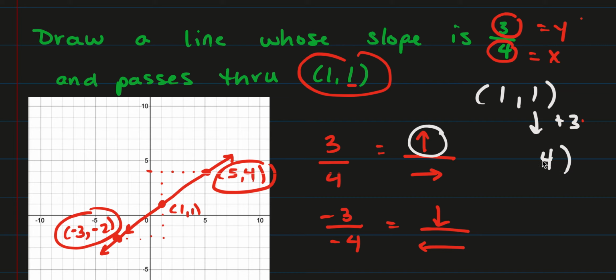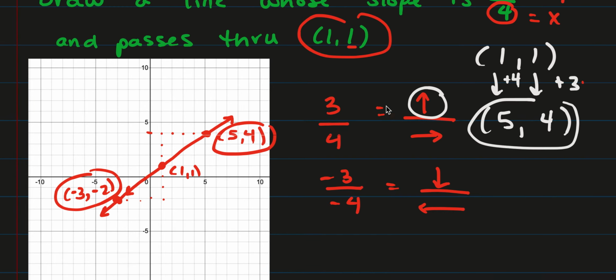That'll make this 4. And then I'm going to the right 4 because that's the number on the bottom. So I'm going to add 4 to my x because x is how far left and right I go, right? Because that's the x-axis, left and right. So if you add 4 to number 1, you get 5. And see, you get this point 5, 4, which is exactly what we had here.